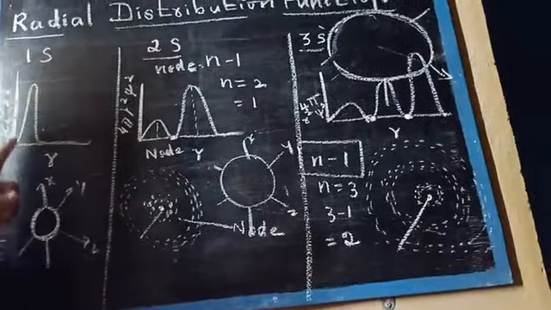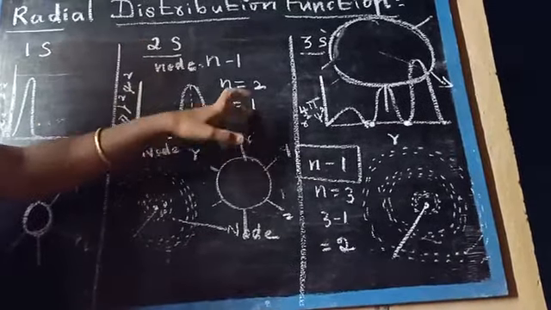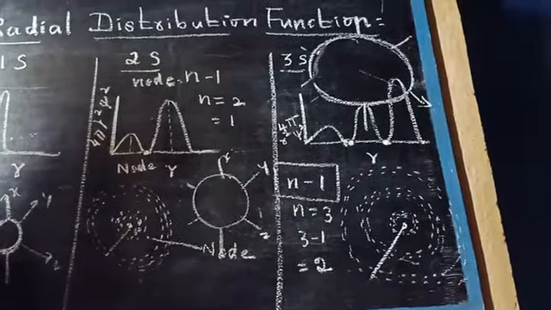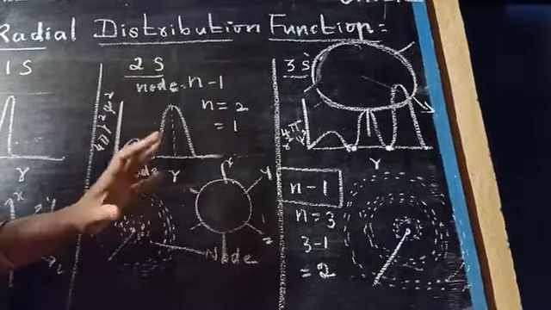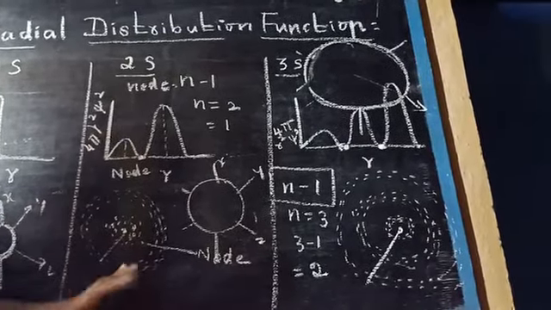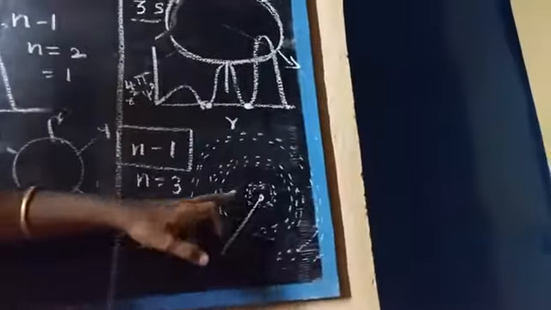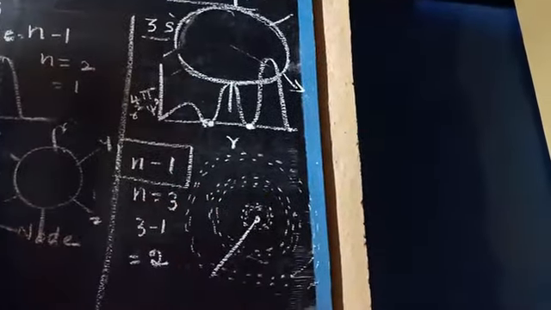So the 1s orbital has no node. The 2s orbital has 1 node. In the 3s orbital, 2 nodes. Nodes mean the particular place where the electron is not present. At the same time, for the 1s orbital, the maximum electron is present up to this area only. So here after, no 1s electron.